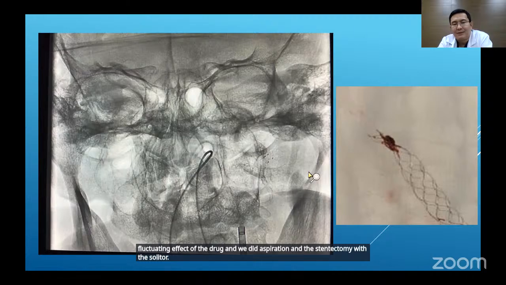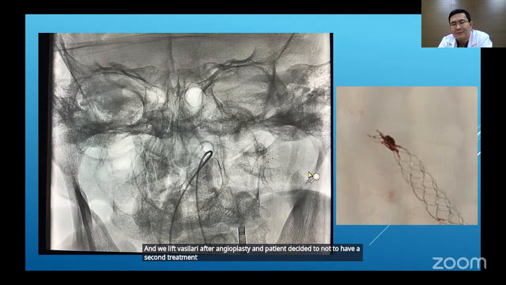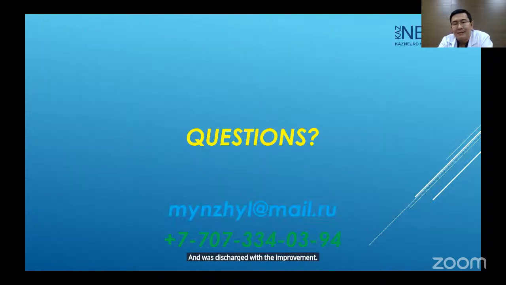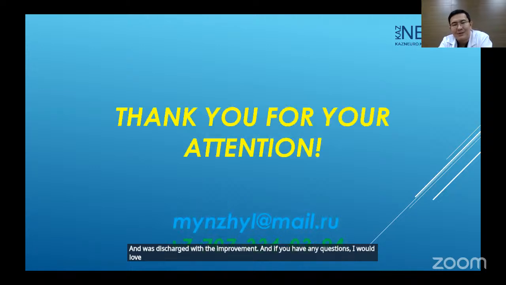And we left basilar artery after angioplasty, and patient decided to not to have a second treatment, which was recommended after a couple of months after this stentectomy, and was discharged with the improvement. And if you have any questions, I would love to answer your questions, and thank you for your attention.